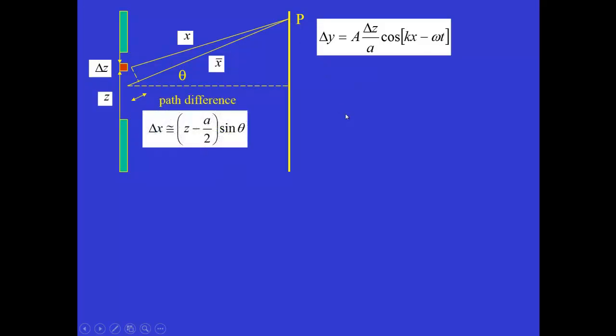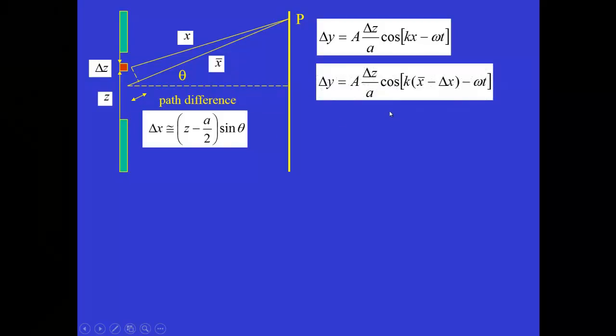So now what we want to do is write down what that path difference is. We'll call it delta x, and it's actually x bar minus x. From the geometry, we can see that delta x is (z minus a over 2) times sine theta. z is up here. That's the distance from the bottom of the slit all the way up to our slice delta z, and then we subtract off half of a, and that gives this vertical distance here, which is the hypotenuse of the small right triangle that's formed. So the path difference is (z minus a over 2) times sine of theta.